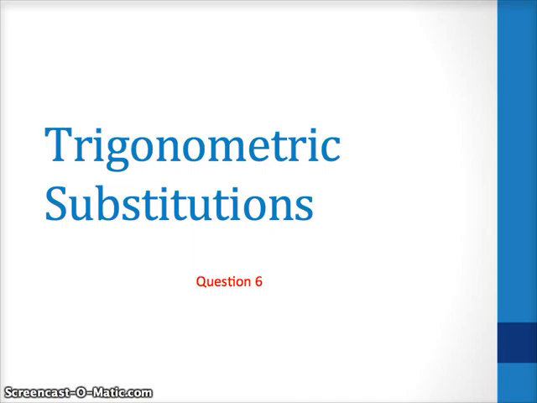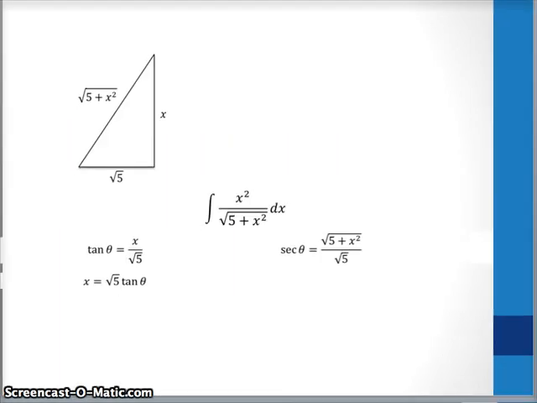Question 6. So for this problem, we have the integral of x squared over the square root of 5 plus x squared with respect to x. And what you're supposed to do is draw a triangle, which I have nicely done for you. In this triangle, the hypotenuse is the square root of 5 plus x squared. And that means the adjacent side is square root of 5, and the opposite side is x.